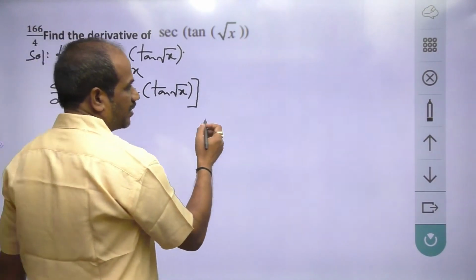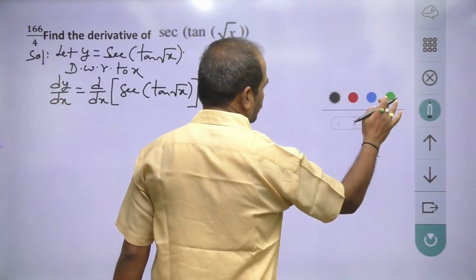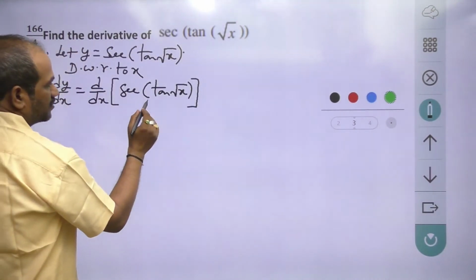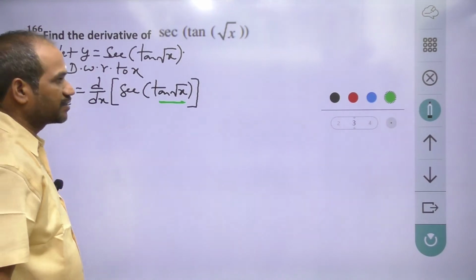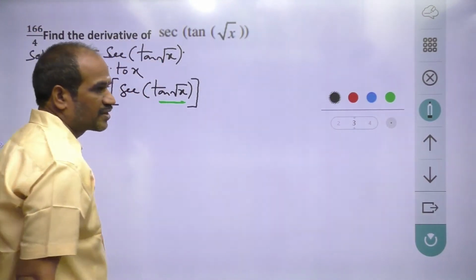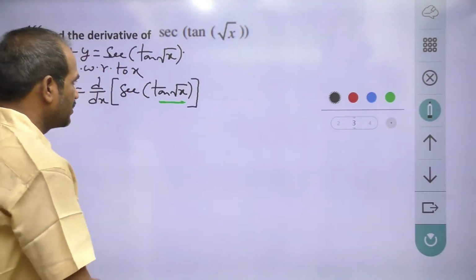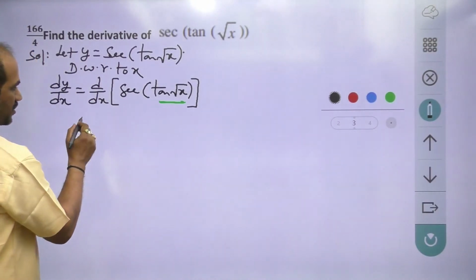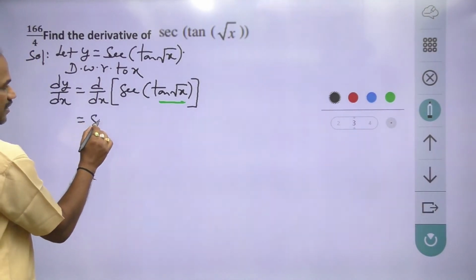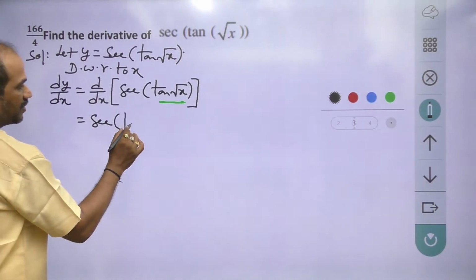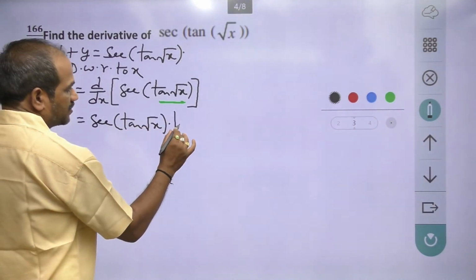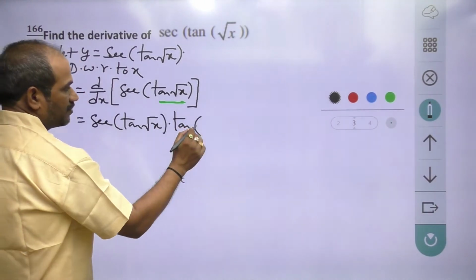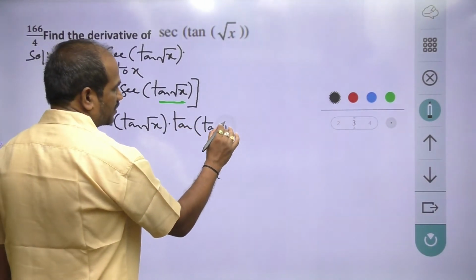The derivative of secant x is secant x into tan x. So, with x being tan of root x, we get secant of tan of root x into tan of tan of root x.